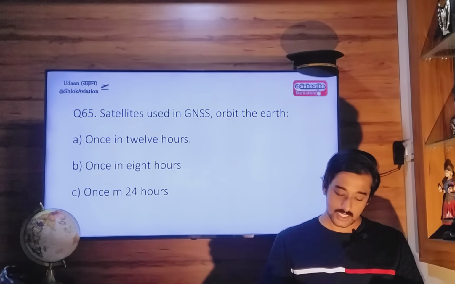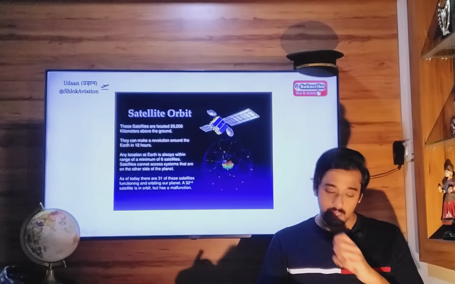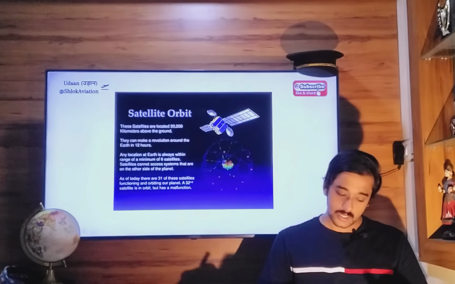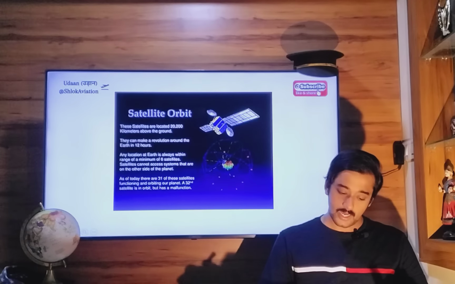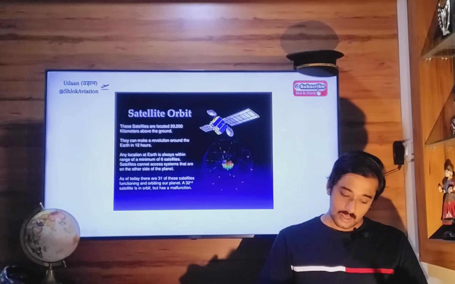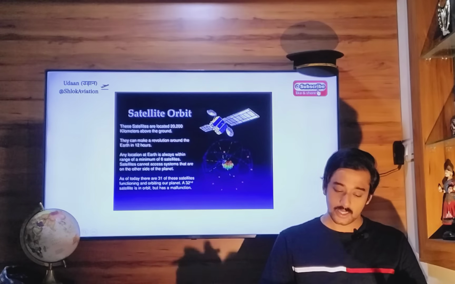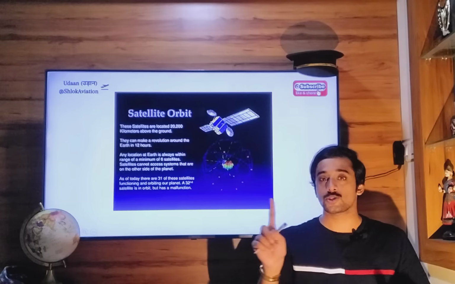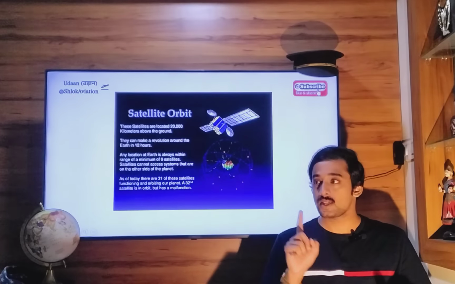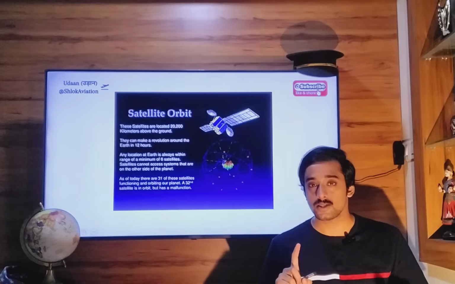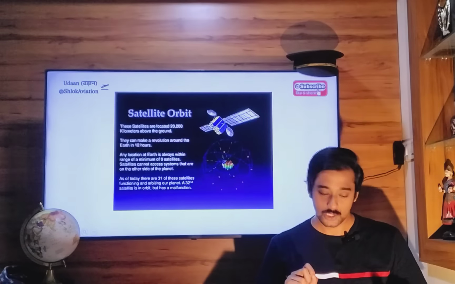Next, satellites used in global navigation satellite system orbit the Earth once in 12 hours, once in 8 hours, or once every 24 hours. So, very important: satellite orbit. These satellites are located 20,200 kilometers above the ground. They can make a revolution around the Earth in 12 hours. That means one revolution takes 12 hours. That means in a day of 24 hours, they will make two complete revolutions.